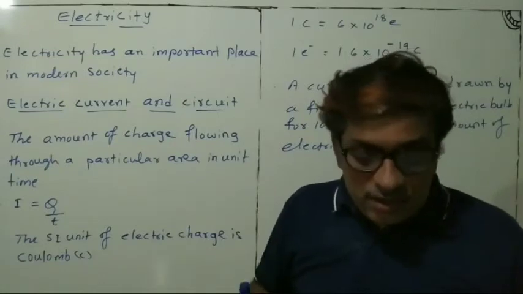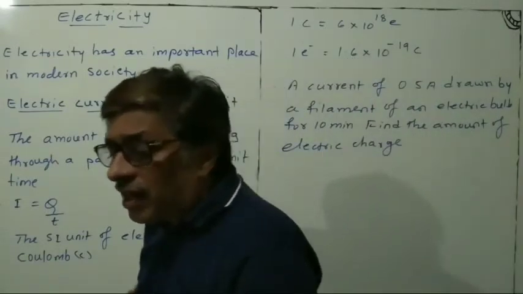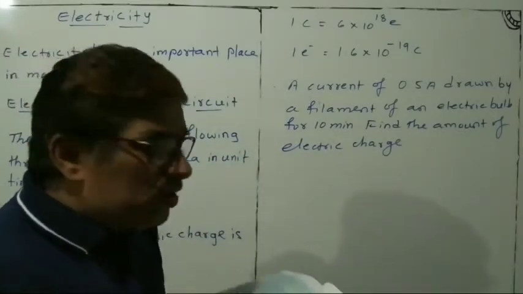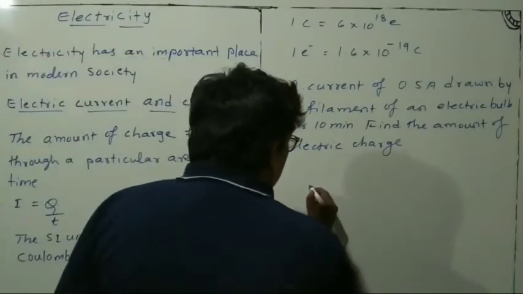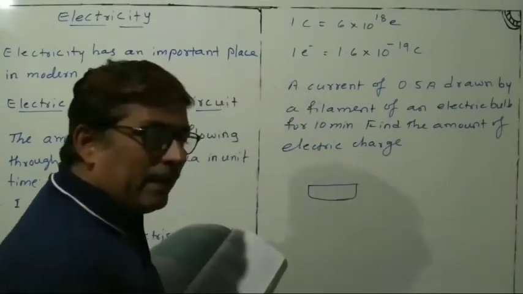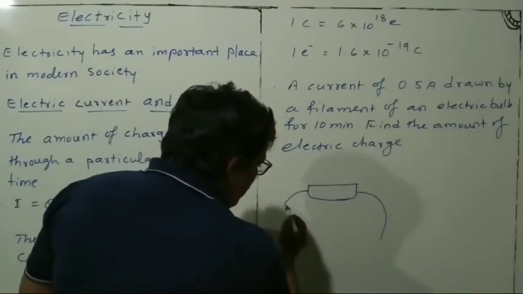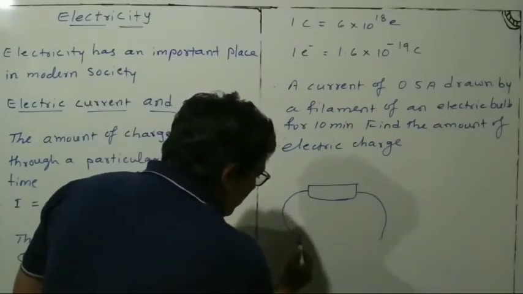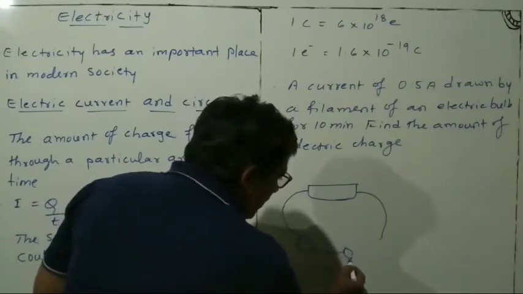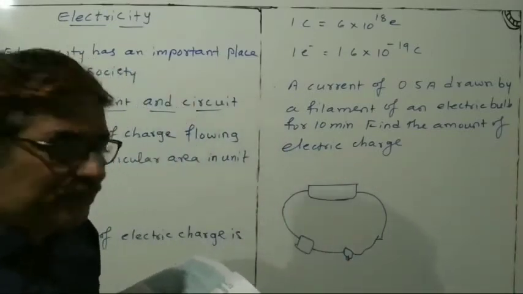See, electric current and circuit. First of all, we will see what electric current means. You know that, for example, this is the battery. This wire is attached to this battery. And here a switch will be there, and here a bulb will be, the bulb is glowing. Like this we have made one circuit.